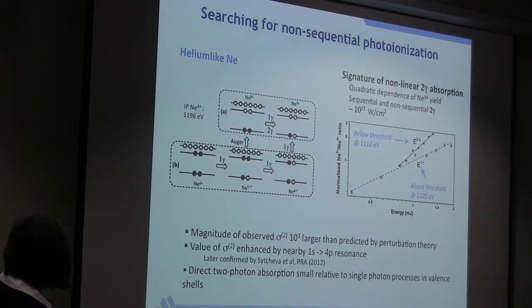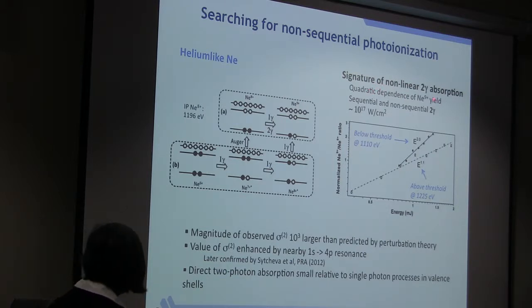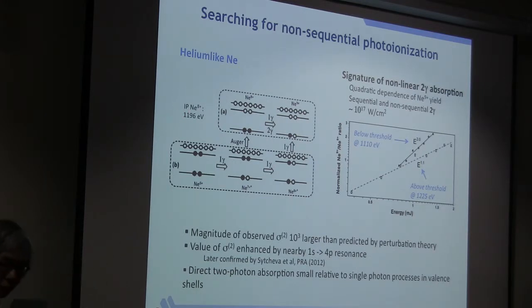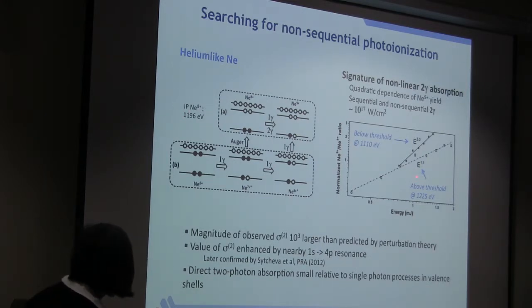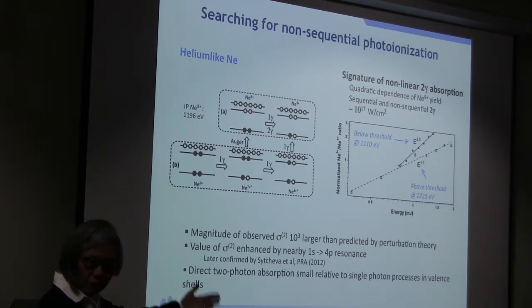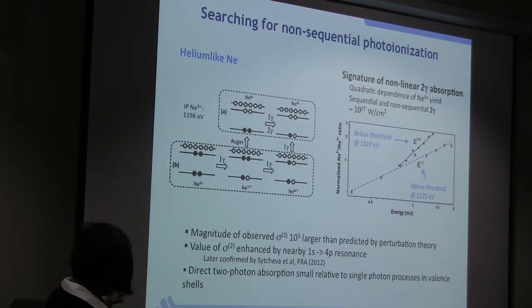And so what you can see is that a signature of this nonlinear absorption is that you would have a quadratic dependence of the yield as a function of the intensity. And so when you went below the threshold for production of this Ne 9+, what you would see is that below threshold you could see this quadratic dependence, whereas above threshold the production of Ne+ would be linear.